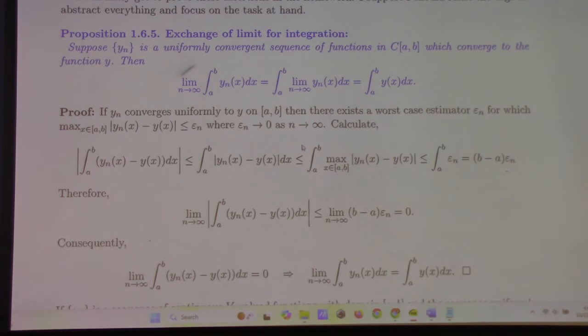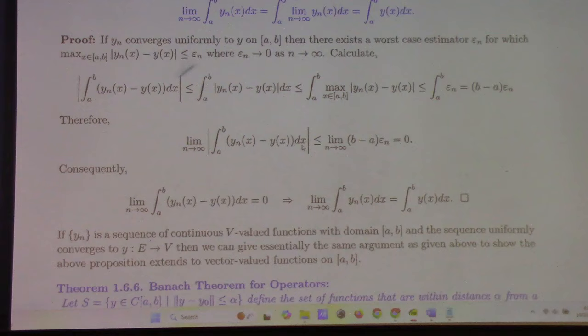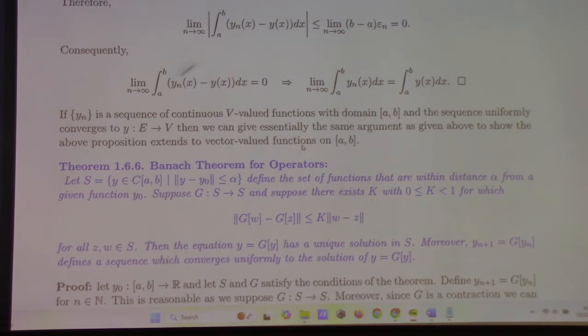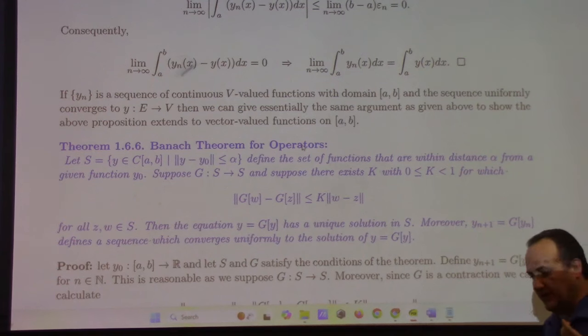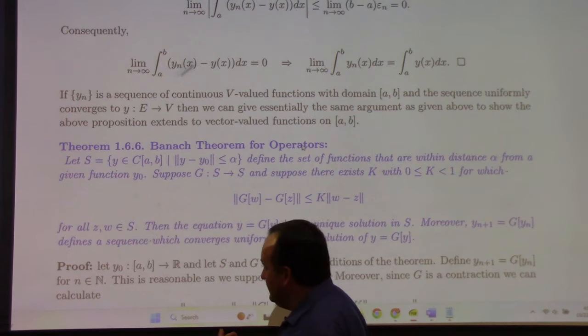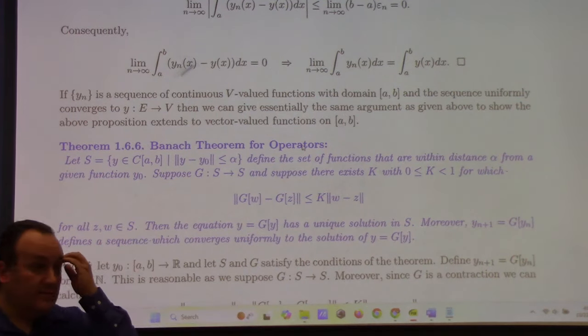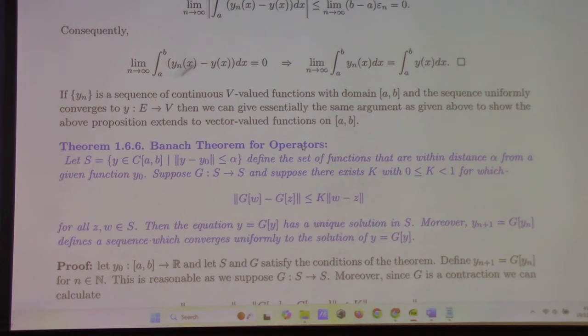So good news. For the Riemann integral, we can also exchange limits and integration, provided we have the Cadillac of convergence, the uniformly convergent series of functions. There is also a Banach theorem for operators. We really proved this already, truth be told.